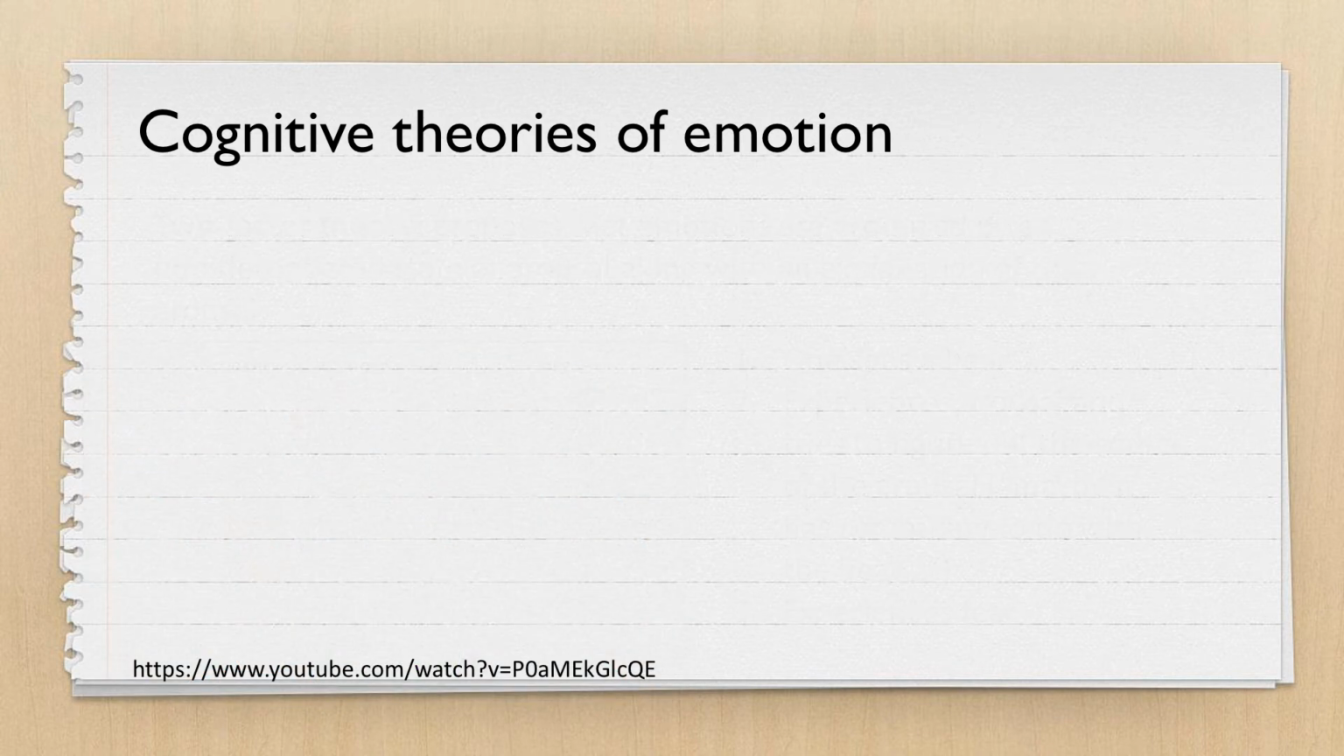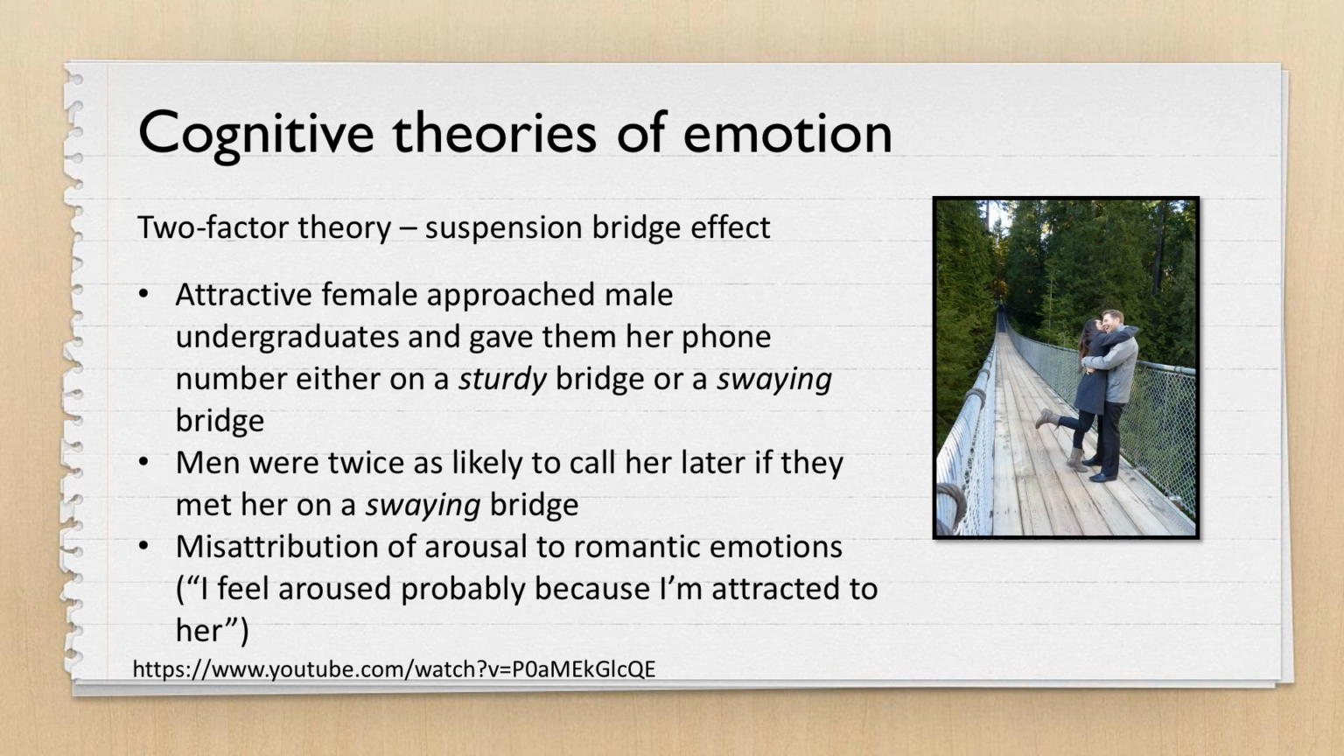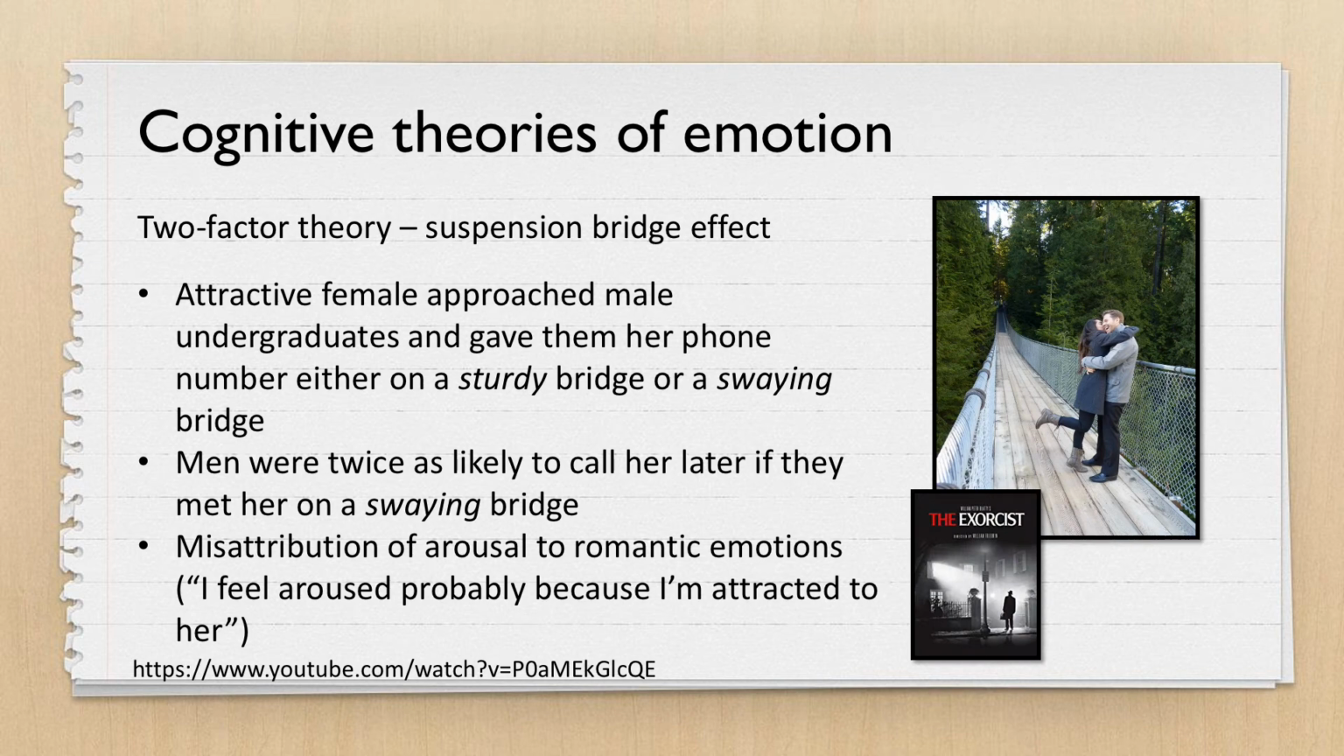But they have done a very interesting experiment. This experiment is really famous. It's called the suspension bridge effect. So they hired a really attractive female research assistant, and she approached male undergraduates and gave them her phone number, either on a sturdy bridge or a swaying bridge. It turns out men were twice as likely to call her later if they met her on a swaying bridge. Between these two conditions, sturdy bridge and swaying bridge, all these men met the same girl.